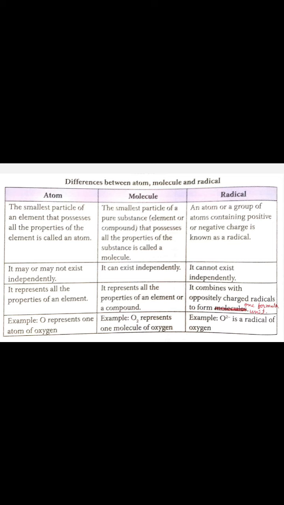one formula unit. Dear students, here in the book, okay, that picture I have taken from your book only on page number 60. So make some changes in this point. Here in your book, molecules is written, that is incorrect. In place of molecule, please write one formula unit. Okay. And in the example, you can observe atom, O represents one atom of oxygen. In case of molecule, O2 represents one molecule of oxygen.